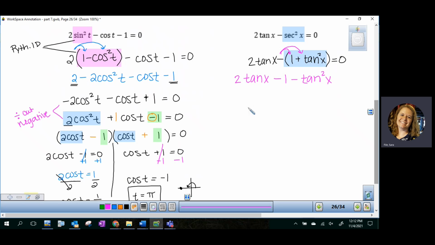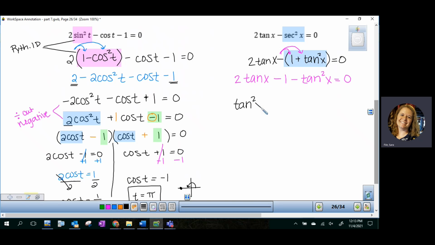Still equal to 0. But I'm in the same boat here as I was over here: the squared term is negative. We don't want that, so I do want to change all the signs again. In the same step, I'm also going to rearrange these. We want to have highest degree to lowest. So I want the tangent squared term first, then the tangent term, and then the constant, right? So I'm going to divide out the negative and put those in the correct order.